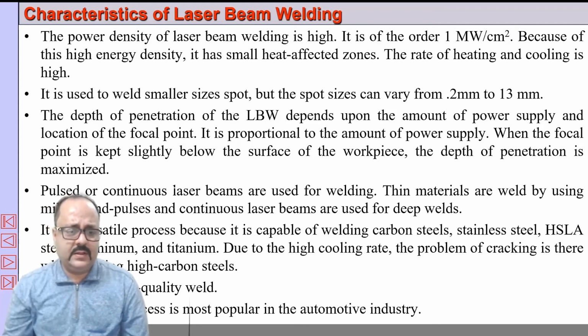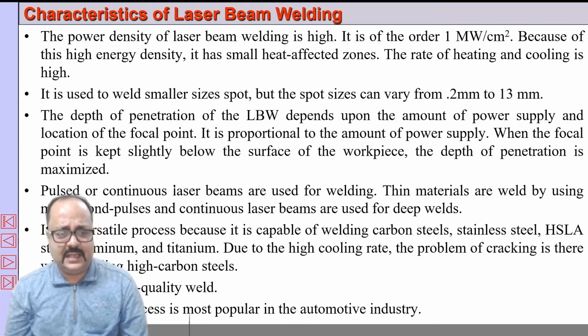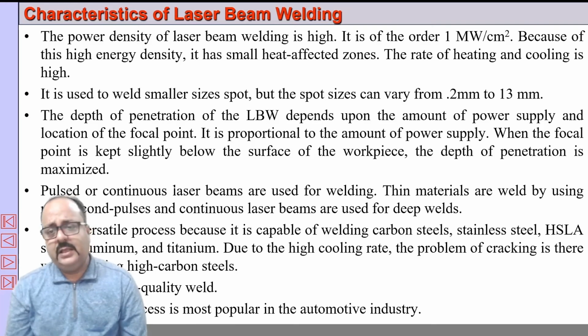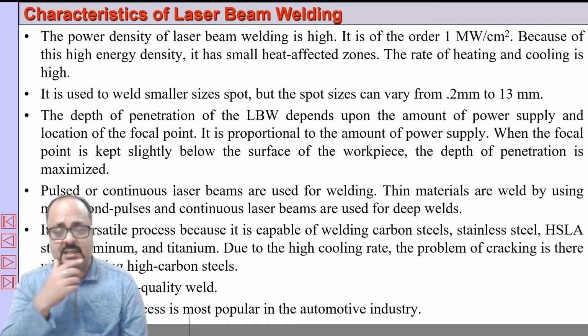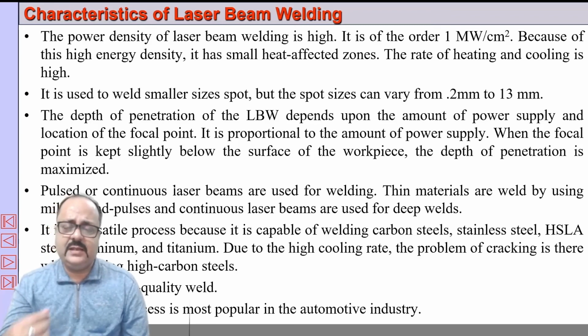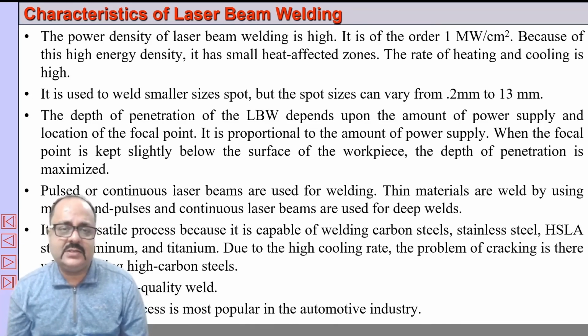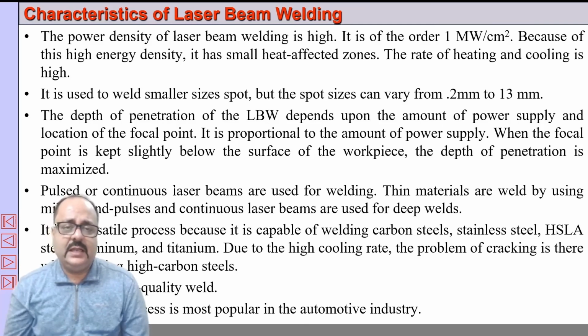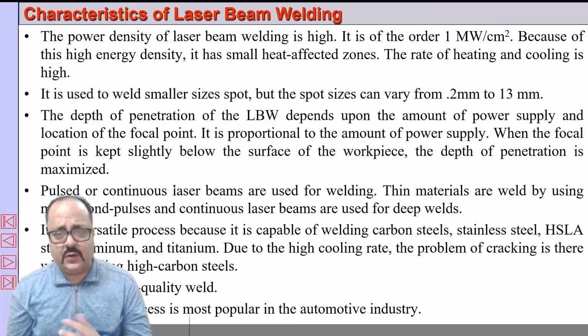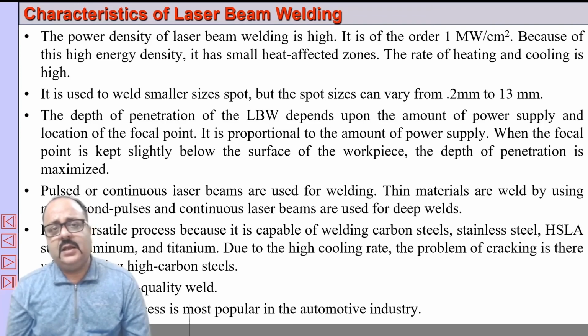But remember, one thing is very important: reflecting surfaces like aluminium and copper are extremely difficult to weld. You can weld them, but it's difficult because the reflectivity is high and absorptivity is very low, around 20% absorptivity and 80% reflectivity. Since the material reflects the light, the heat is not actually absorbed. Also the thermal conductivity of copper and aluminum is high. So welding of copper and aluminum is difficult in laser beam welding.